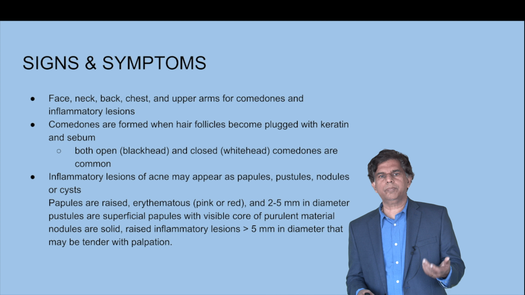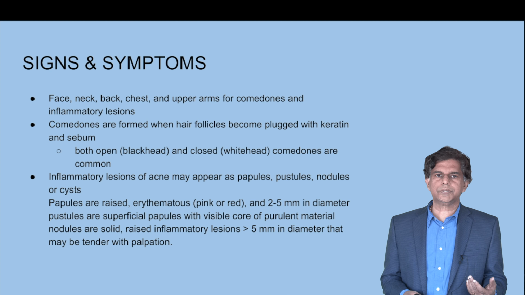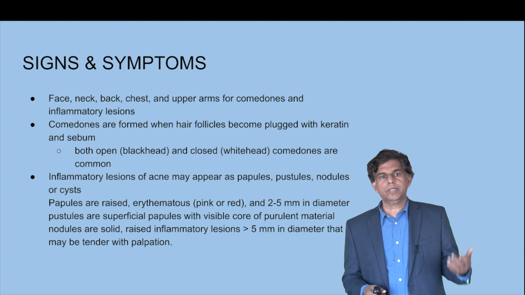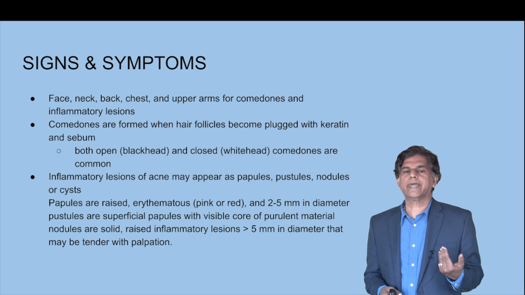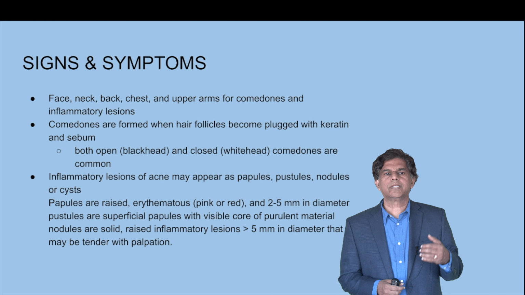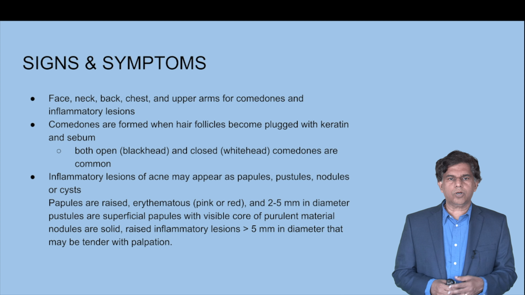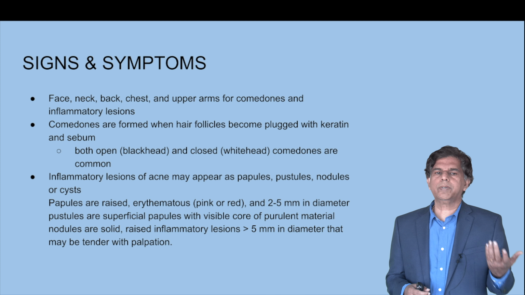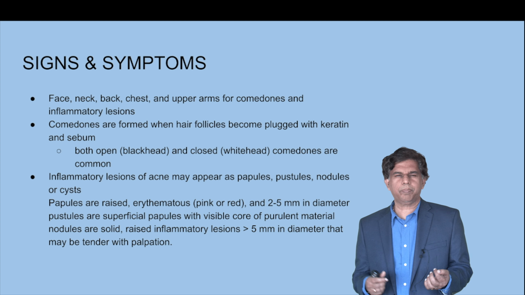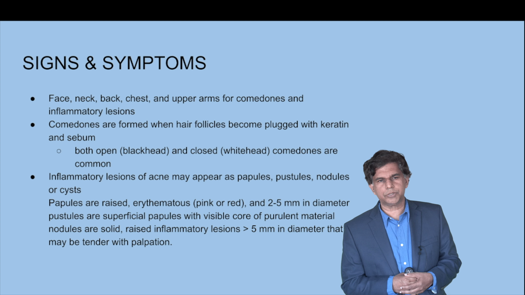arm. So comedones and inflammatory lesions, and not only the face, remember, you can have them on the neck, the back, and the chest. The comedones are formed when hair follicles become plugged with keratin or sebum, both open, a blackhead, and closed, a whitehead. Comedones are common, and inflammatory lesions of acne may appear as papules, pustules, nodules, and cysts.